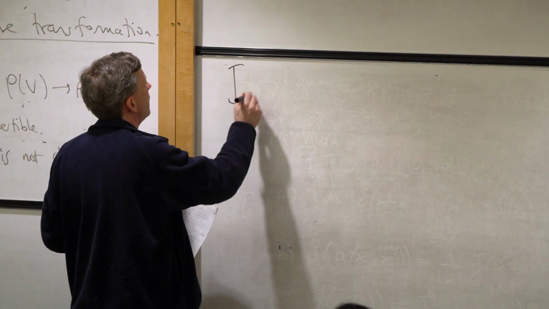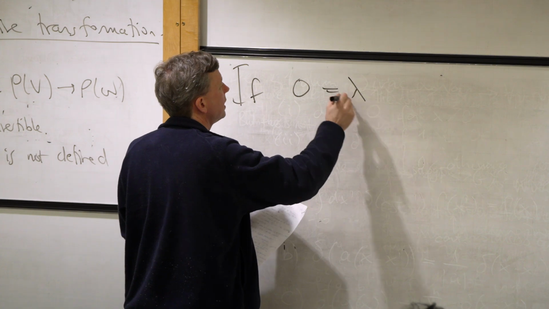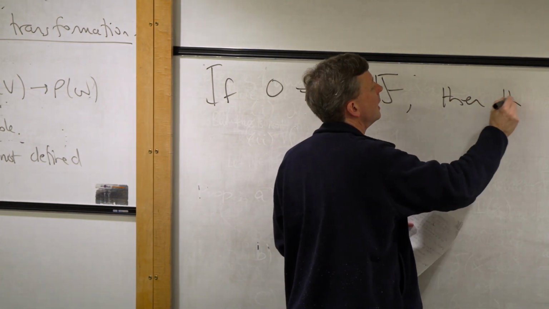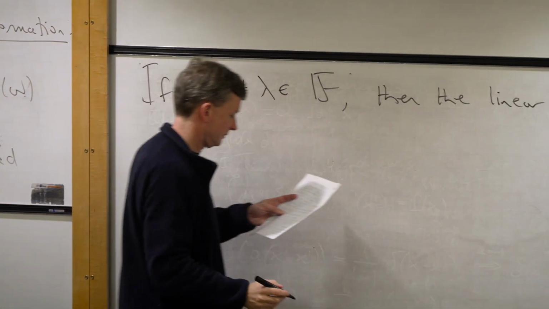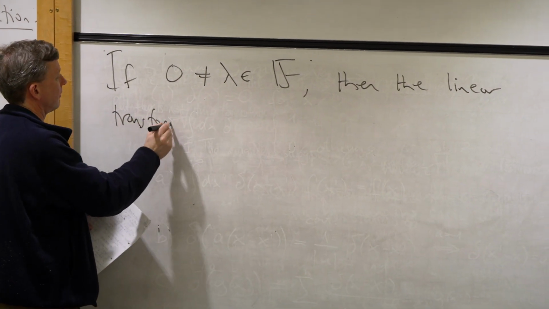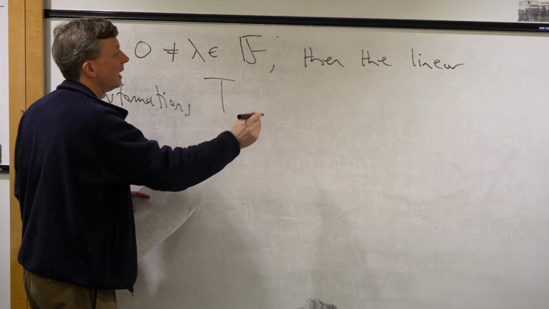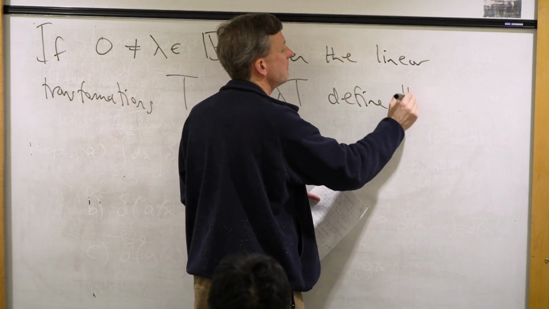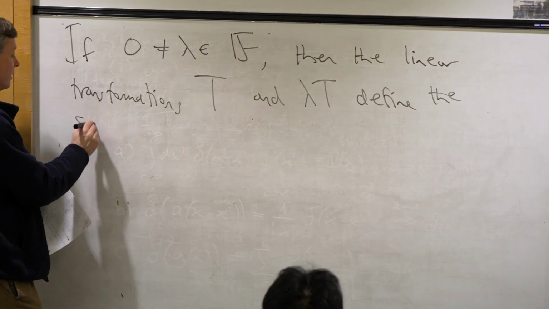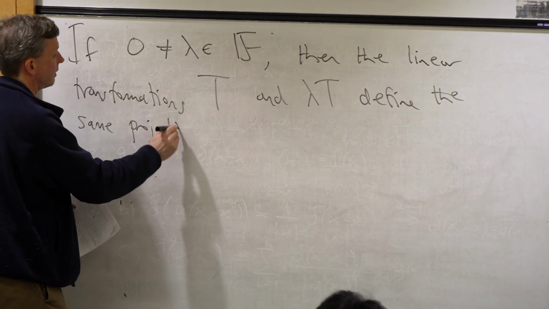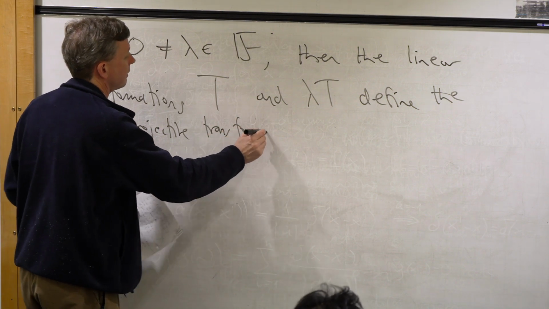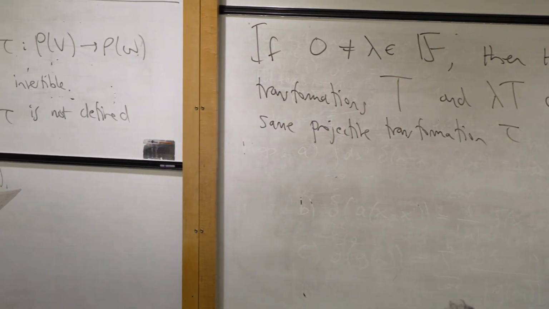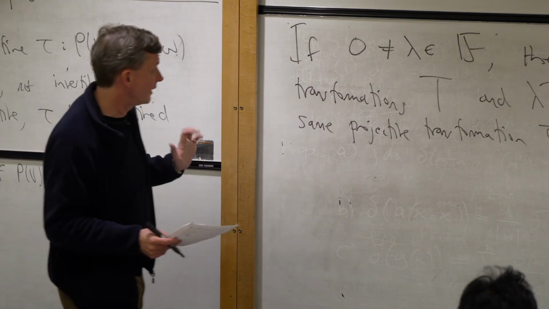Okay, so if lambda is a non-zero element of your field F, then the linear transformations big T and lambda times big T define the same projective transformation little tau, because square brackets lambda T times v is the same thing as square brackets T times v for some vector little v.